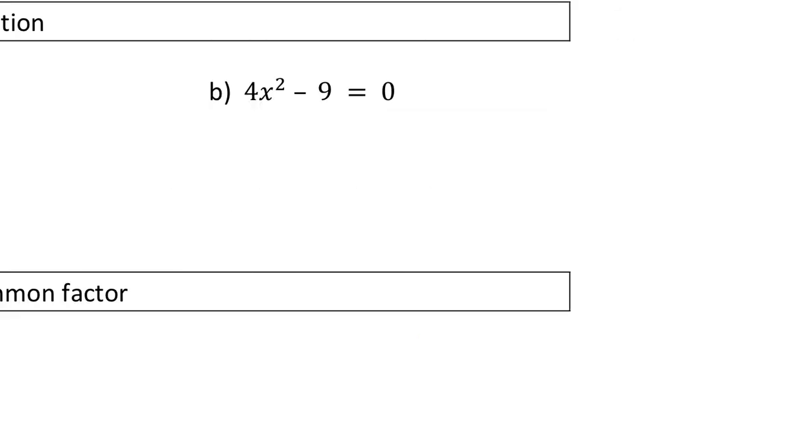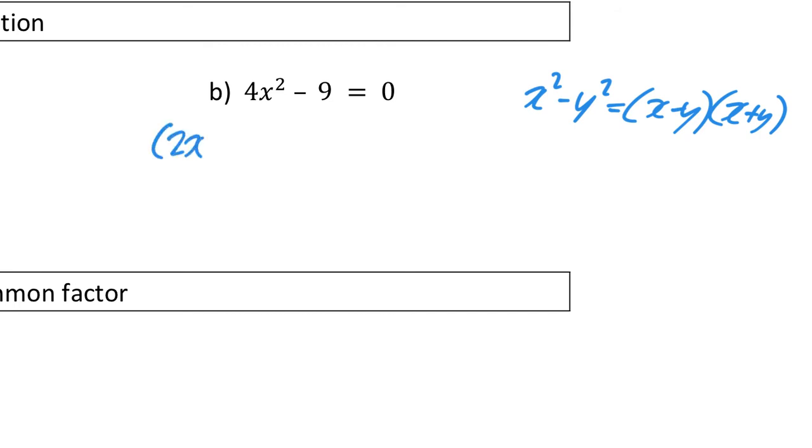Okay, second example, similar type of example. I'm going to do it a different way, using the difference of two squares here. So remember the identity, x squared minus y squared is equal to x minus y upon x plus y. That's what we're going to employ here. So 4x squared, the square root of 4x squared is 2x, the square root of 9 is 3. So there are the terms that go in your brackets, and you make one a minus and make one a plus. So you have 2x minus 3 and 2x plus 3.